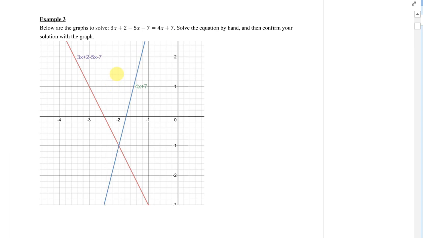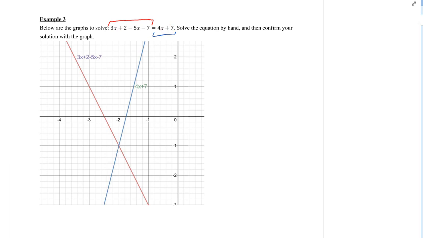So the idea behind this is, I've got this red line and I've got this blue line here. This red line is this part of the equation. You can see that it's labeled. This is what that side of the equation looks like. And then I've got this 4x plus 7. That's my blue line over here. So they're both labeled, and you can use a graph to solve an equation like this. If you are given the graph, you can actually instantly figure out what the solution is.